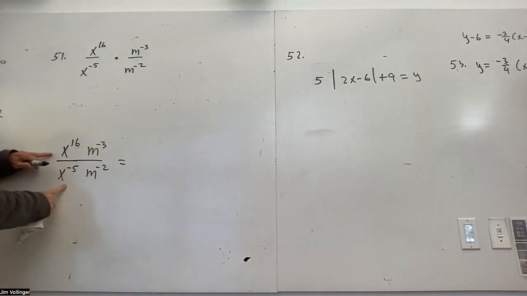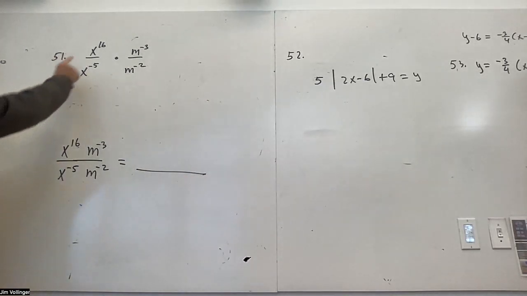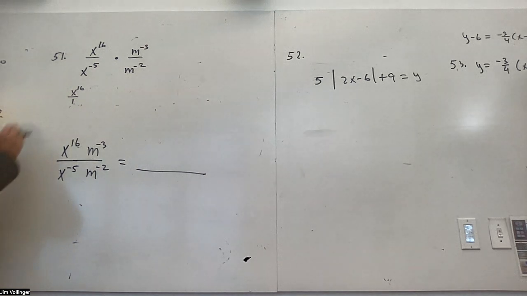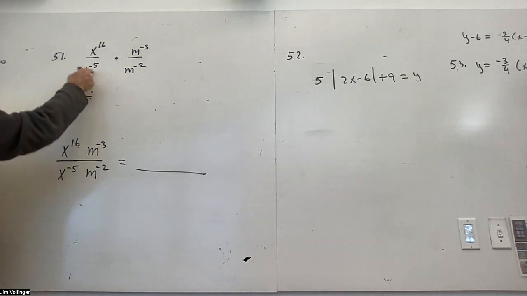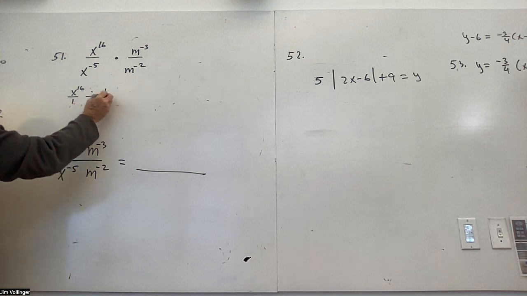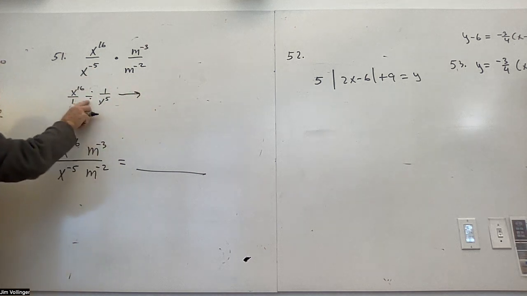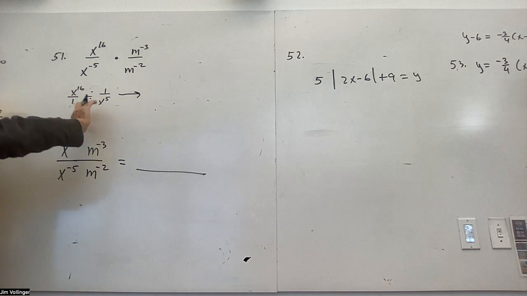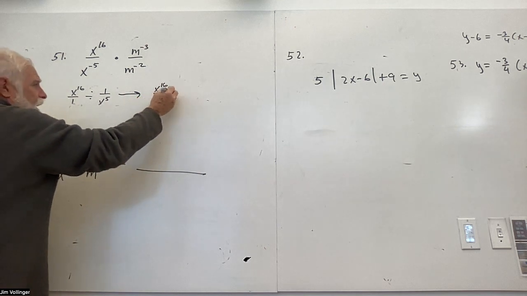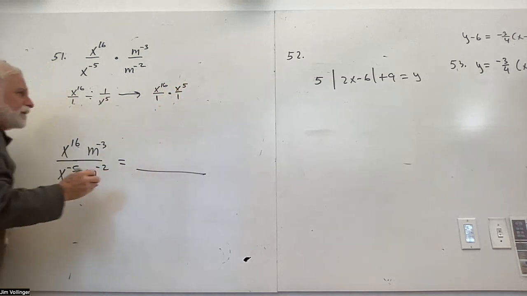All right, so here's the original problem. We want to be able to just get our answer. So let's explain where it comes from. So x to the 16th is really x to the 16th divided by 1. I'm dividing by x to the minus 5, which is really division by 1 over x to the 5, right? x to the minus 5 could have been written this way. When you divide by a fraction, you multiply by its reciprocal. So we have x to the 16th over 1 times the reciprocal of this, which is x to the 5 over 1, which is x to the 21.